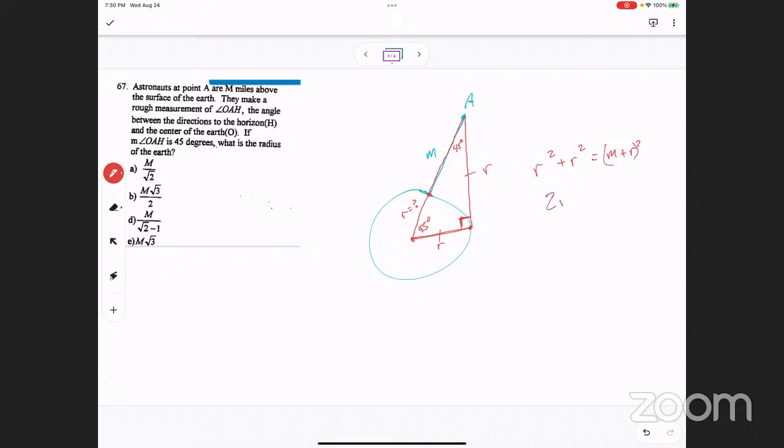So 2R squared equals, I'm going to FOIL that out, no, let's not do that, equals (M plus R) squared. Now let's take the square root of both sides. So the square root of 2 times R equals M plus R. I'm trying to solve for R, so I'm going to subtract R from both sides. So R root 2 minus R equals M. I'm going to factor R out. R times (root 2 minus 1) equals M. So R equals M over (root 2 minus 1).